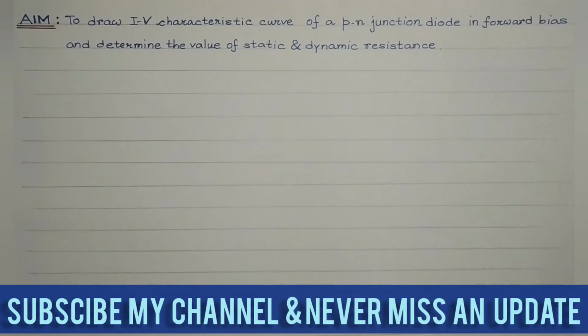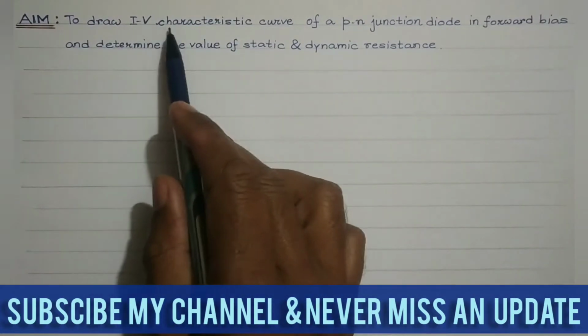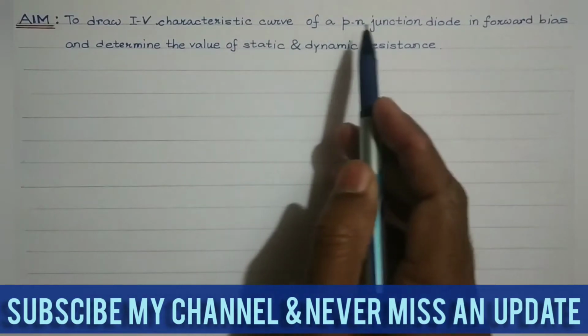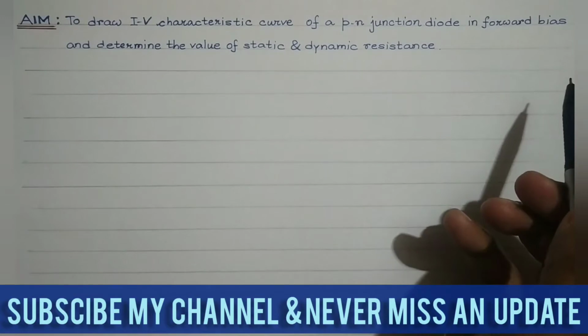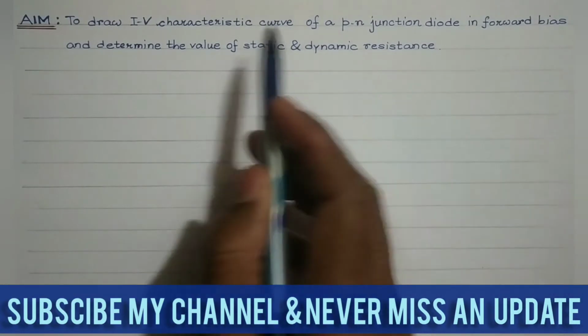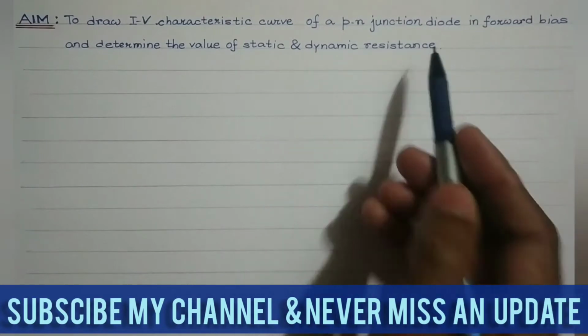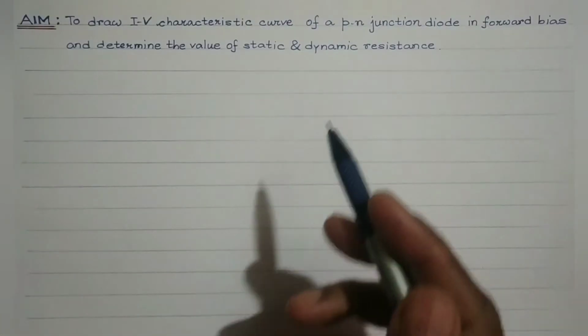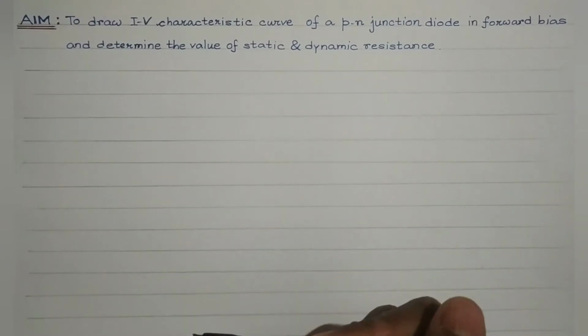Today we are going to discuss an experiment to draw the current voltage characteristic curve of a PN junction diode during forward biasing. And in the process, students, we are also supposed to determine the value of static and dynamic resistance, right? Before we start, we need to know about the biasing of the junction.